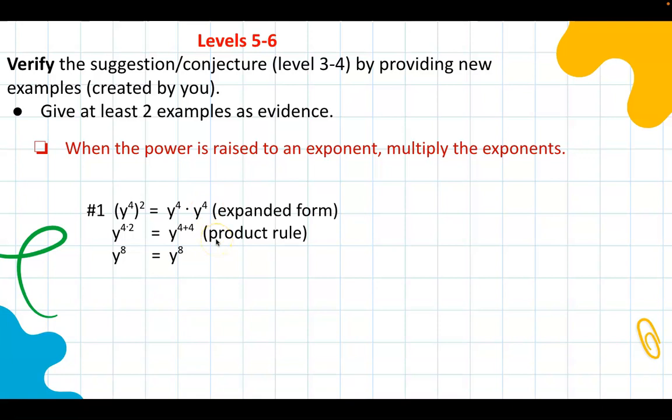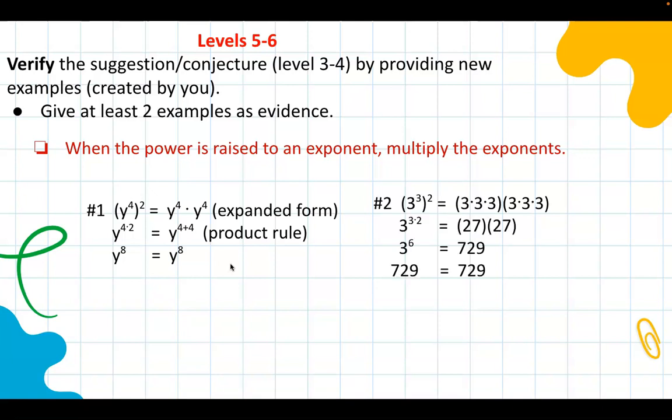But because I know the previous rule, which is called the product rule, that says when you are multiplying powers that have the same base, keep the base and add the exponents, I follow that. So I kept the base y and I added the exponents 4 plus 4, and then it's y to the 8th. So that means that multiplying the powers when it has brackets is the same as when you're using the product rule. So I have shown it in this way.